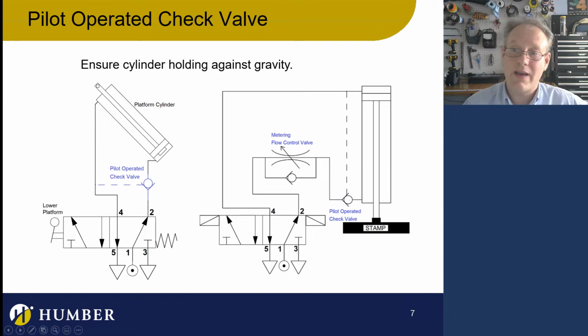So when I want to extend this cylinder, when I want to make it go down, I'm going to have air pressure coming this way. It's going to go through the pilot and open it. When this does extend, that air can go out and go down this way, and it will allow the air to go through.